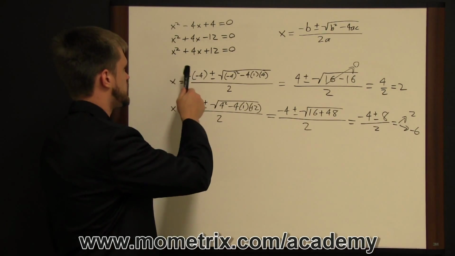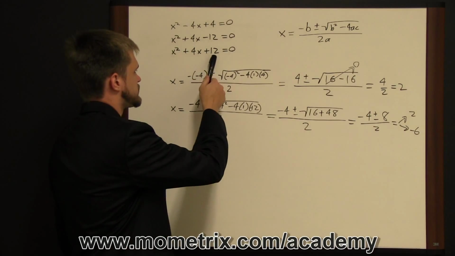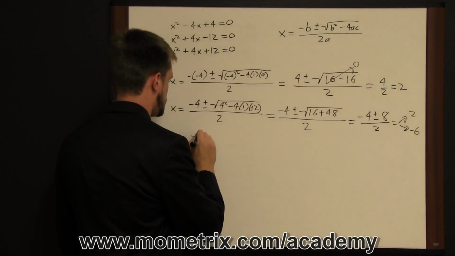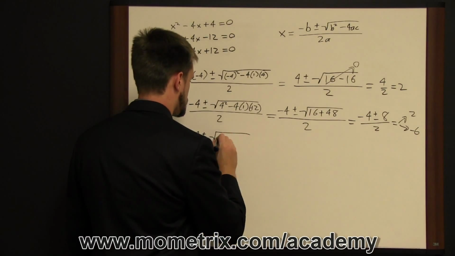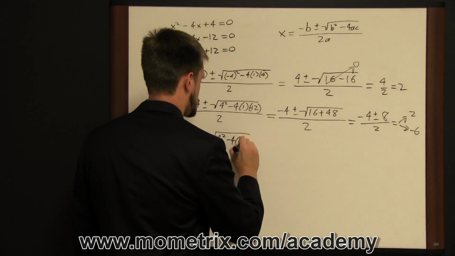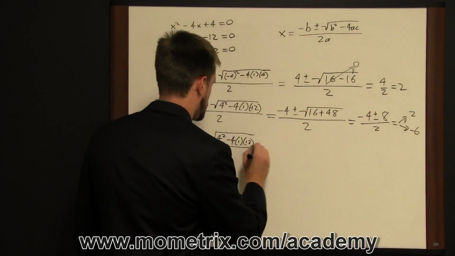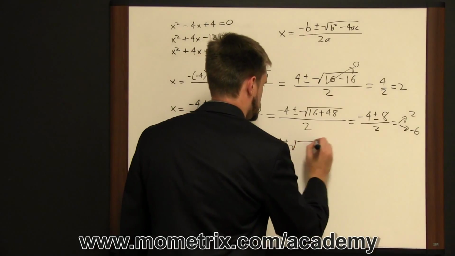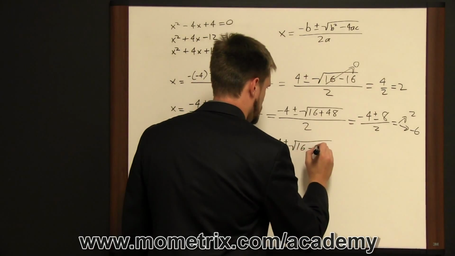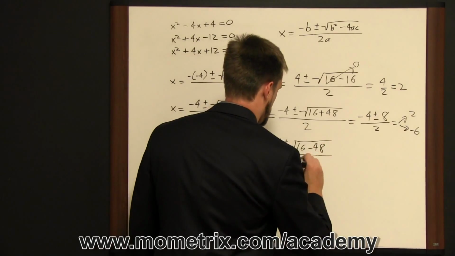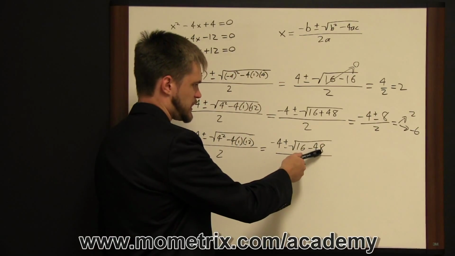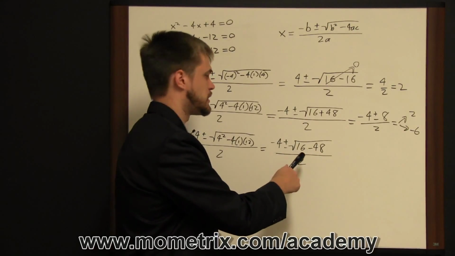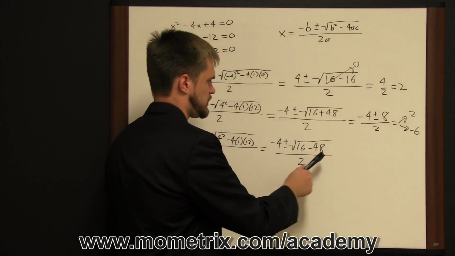But now let's look at the third example here, x squared plus 4x plus 12. And so here we'll have x equals negative 4 plus or minus the square root of 4 squared minus 4 times 1 times 12, divided by 2. To simplify this, we get negative 4 plus or minus the square root of 16 minus 48, divided by 2. Now you'll notice here, since the second term is greater than the first and it's a minus, we're going to end up with a negative term underneath the radical.